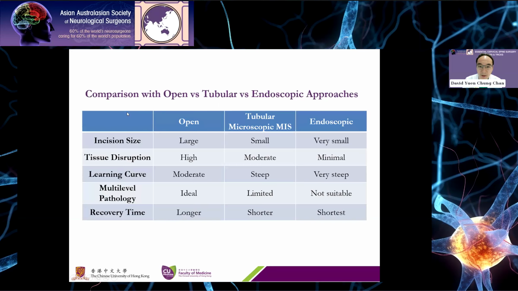So compare open versus MIS tubular microscopic surgery versus endoscope. The incision of open surgery is large, but is ideal for multi-level pathology. Whereas for endoscopic surgery, the incision can be very small, but the learning curve is very steep and it is not suitable for multi-level pathology or more complex spinal operations.